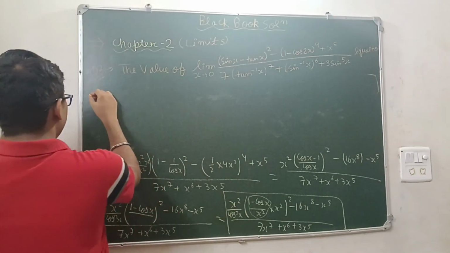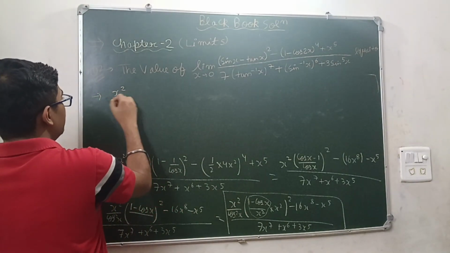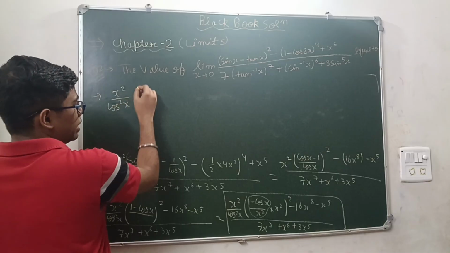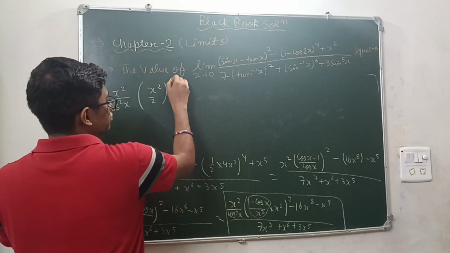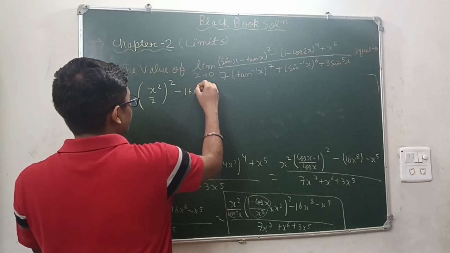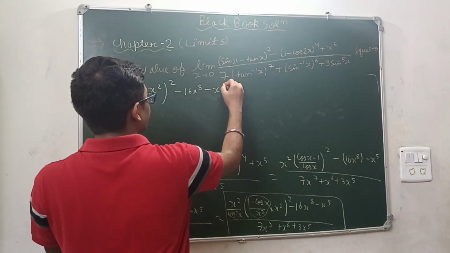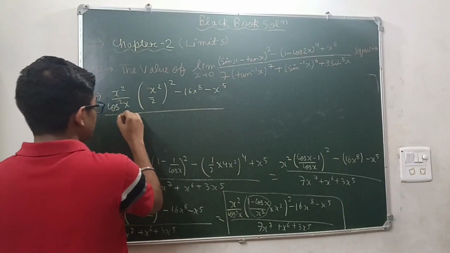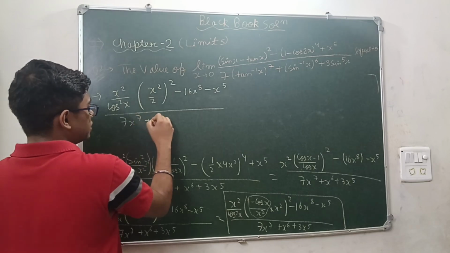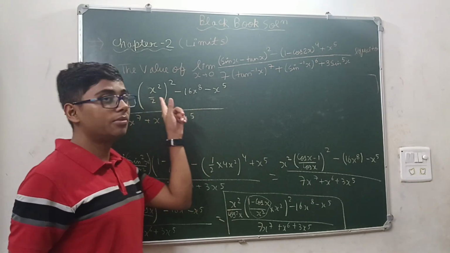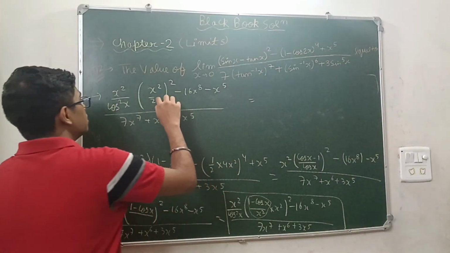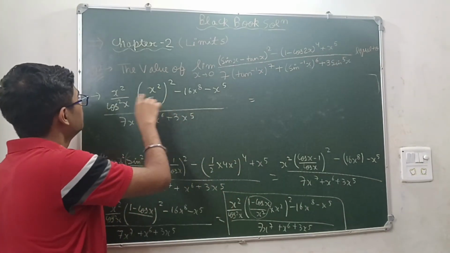Here, if you see, this is x square by cos square x, and this is 1 by 2. So x square by 2 to the whole square minus 16x to the power 8 minus x to the power 5 upon 7x to the power 7 plus x to the power 6 plus 3x to the power 5. Okay, so this will become what? This will become square. So this will become 4.